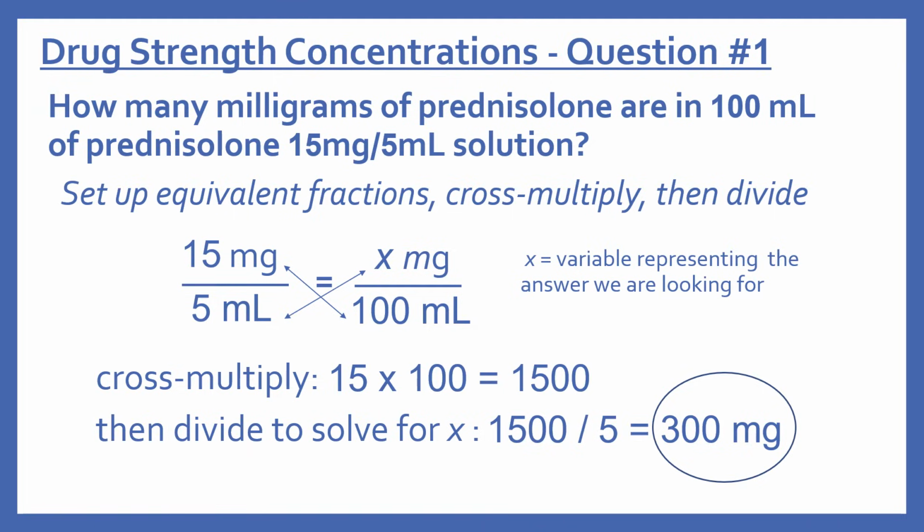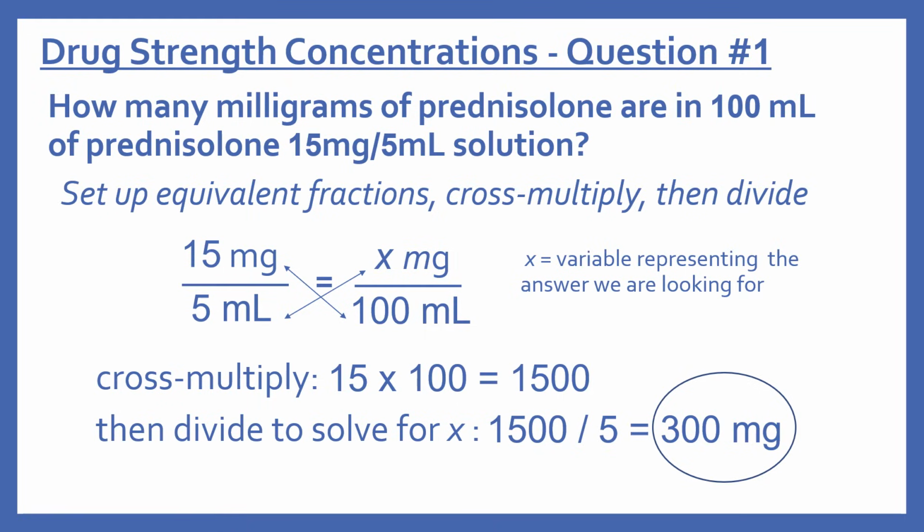And if you've seen any of my other pharmacy calculation videos, you know that this is a very common method for solving pharmacy math problems. So we know the concentration of our prednisolone solution is 15 milligrams per 5 milliliters, so that'll be our first fraction, 15 milligrams per 5 mLs, equals X milligrams, that's what we're looking for, per 100 milliliters. So the other fraction is X milligrams per 100 milliliters. And X here is the variable representing the answer we're looking for.